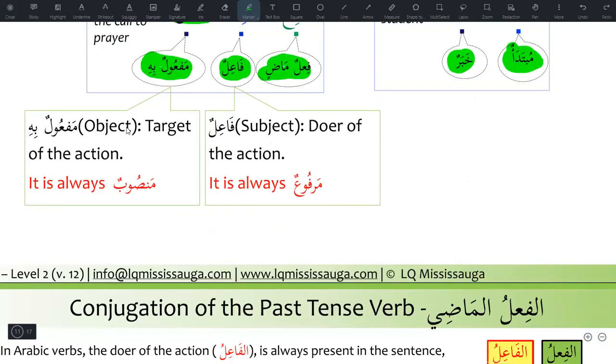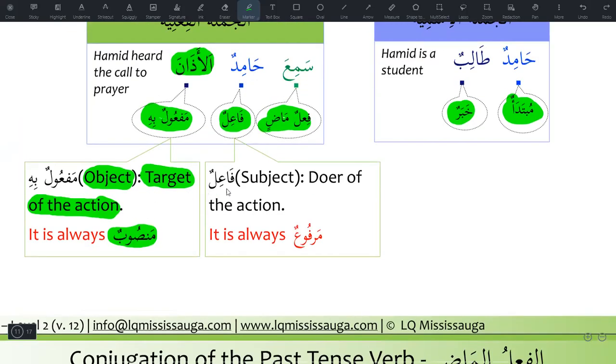What is maf'ul bihi? Object. What is object? Target of the action. The target of the action is called object, maf'ulun bihi. It is always mansub, accusative case.